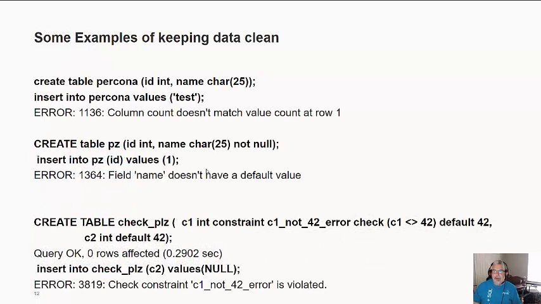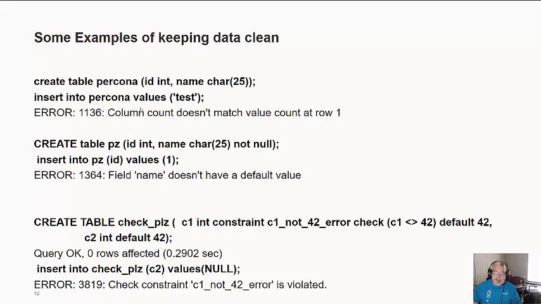Now here are some examples of keeping data clean the traditional way with a relational database. We're going to create a table called Percona, with 2 columns. ID is an integer. We have another one called name, a CHAR(25). We insert into that new table the value of test. We haven't specified a value for ID, and it's going to come back and say, hey, you're missing a value: column count doesn't match value count at row 1.